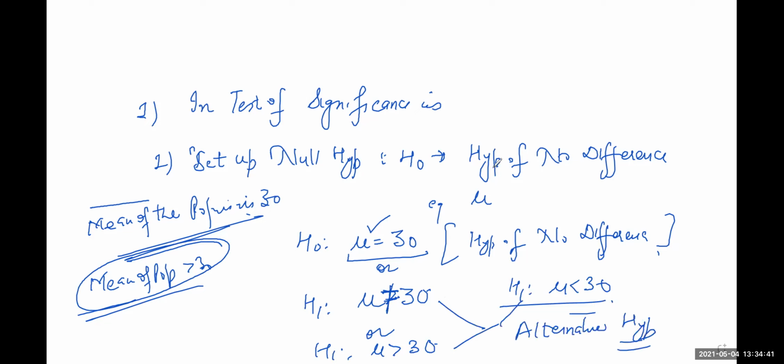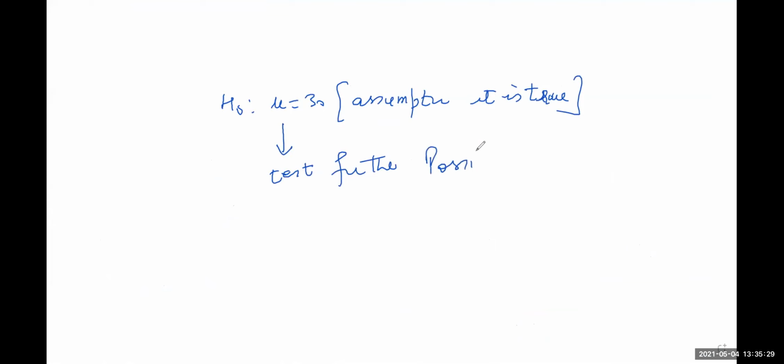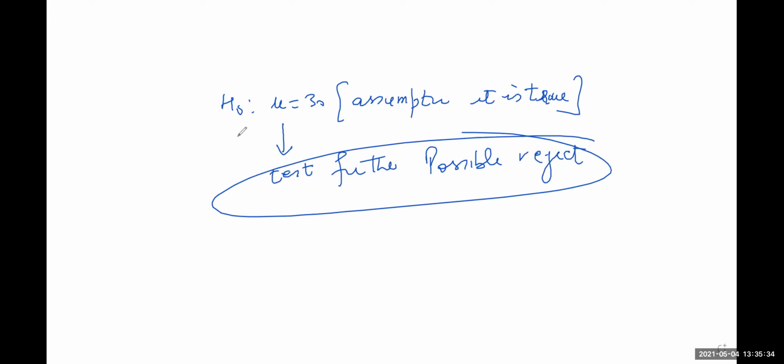हमने सेट कर लिया म्यू 30 है, ये हमारी एजम्पशन है. ठीक है जी. ये क्या है, इट इज ट्रू. लेकिन आप इसको टेस्ट कर रहे हैं, टेस्ट फॉर द पॉसिबल रिजेक्शन. हो सकता है ये रिजेक्ट हो जाए. So that's why they are saying null hypothesis is the hypothesis which is tested for the possible rejection under the assumption that it is true, right? So आगे चलेंगे.